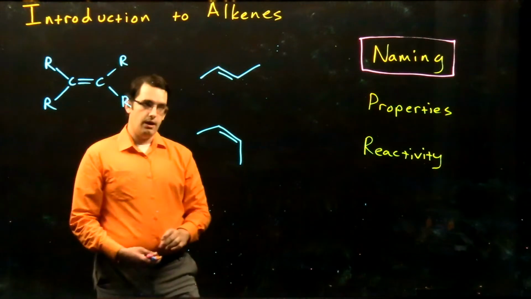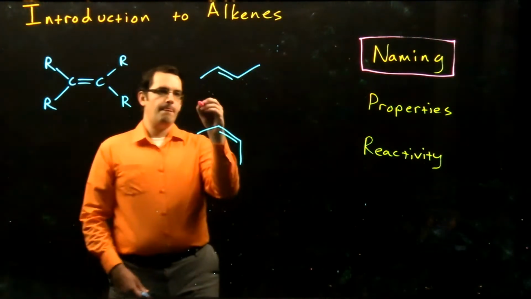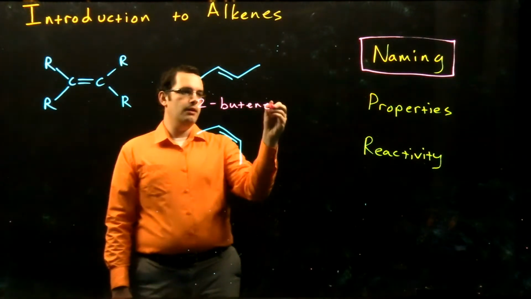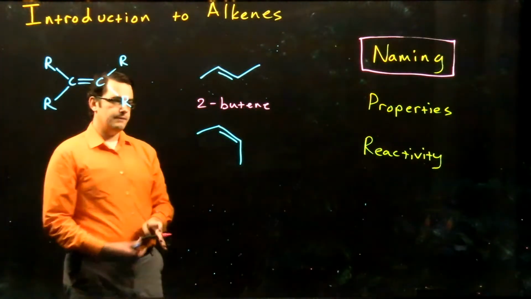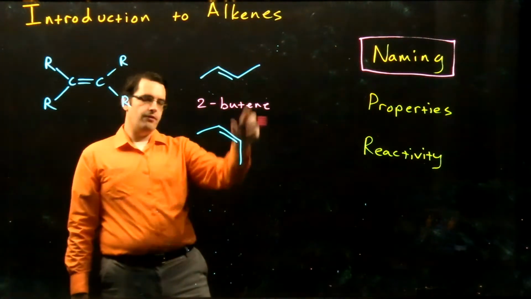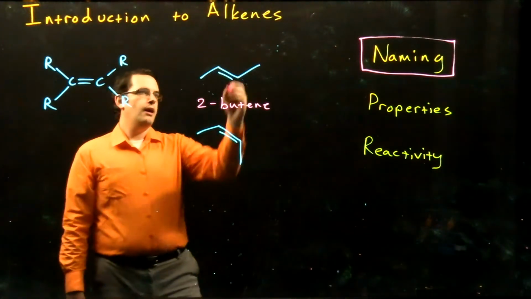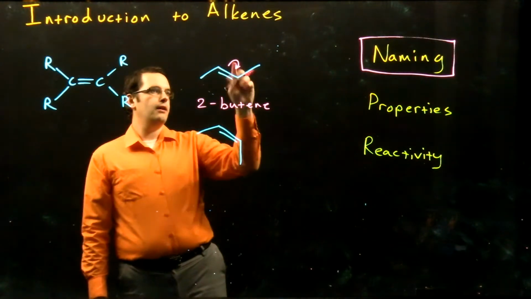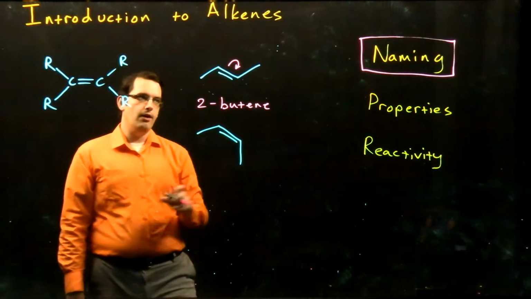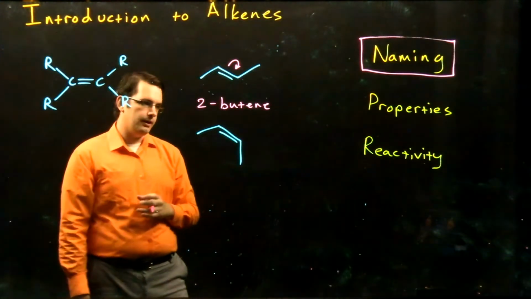So this would be 2-butene. Right? That alkene double bond is at the second carbon for both of these alkenes. Now you might think, well, in order to get from one of my molecules to the other, I just have to rotate around my bond here and point this carbon down instead of up and to the right like it is here.